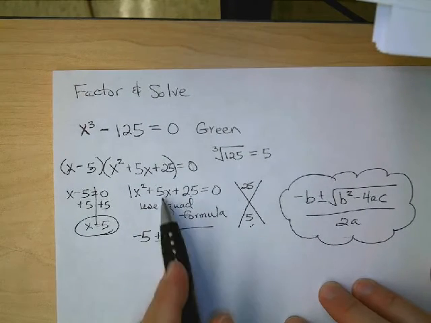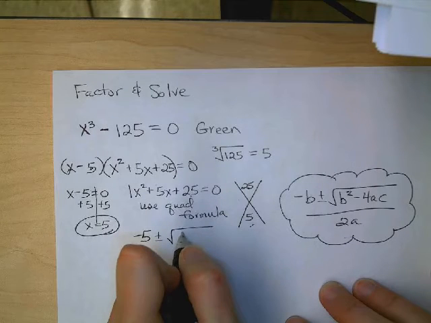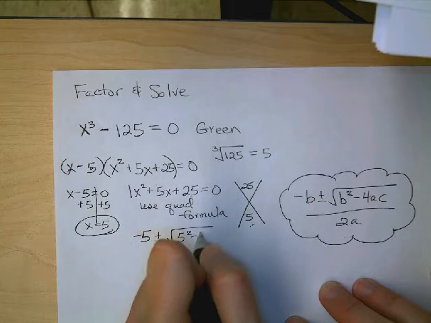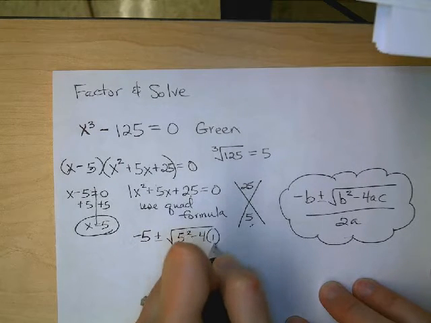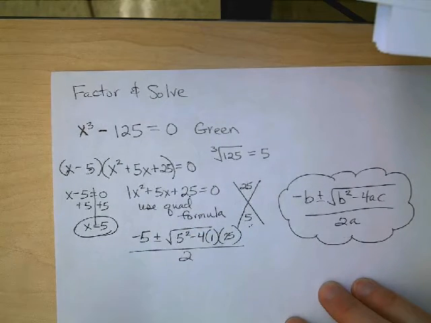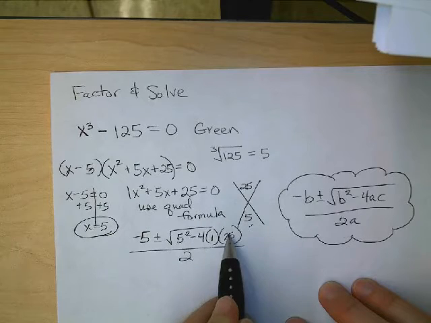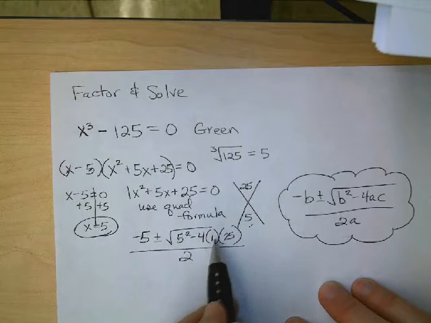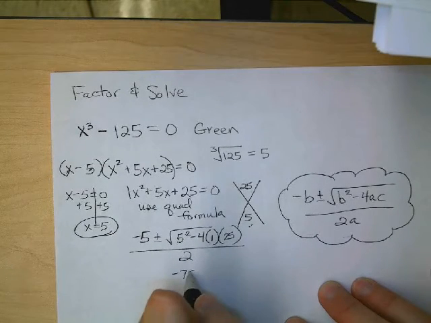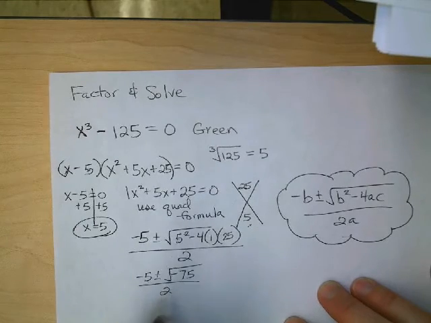We'll have to do negative 5 plus or minus, and then I'll plug in the numbers. It'd be b squared, so 5 squared, minus 4 times a times c, all over 2a. So let's see. 5 squared is 25. 4 times 25 is 100. So it's 25 minus 100. So it'd be negative 75. You can do it on a calculator. I just did it quick in my head.